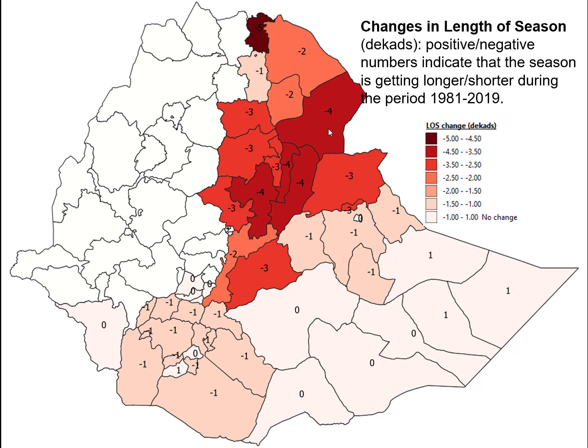Then we move to the length of the season. The length of the season is telling us that positive numbers mean the season is getting longer, and negative numbers mean the season is getting shorter. So in number of decades. So these regions right here are losing 4, 3 decades, and so forth. So these regions are losing almost a month, and these regions haven't changed much.